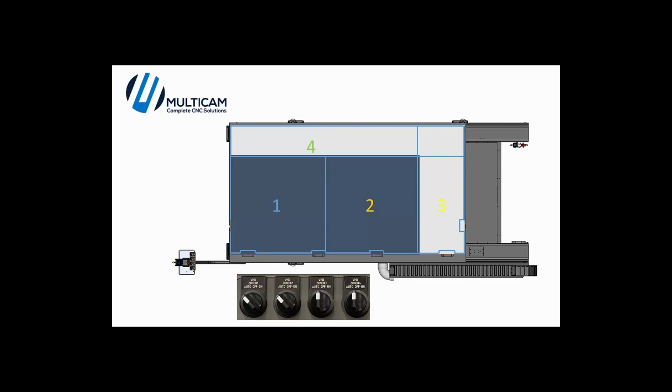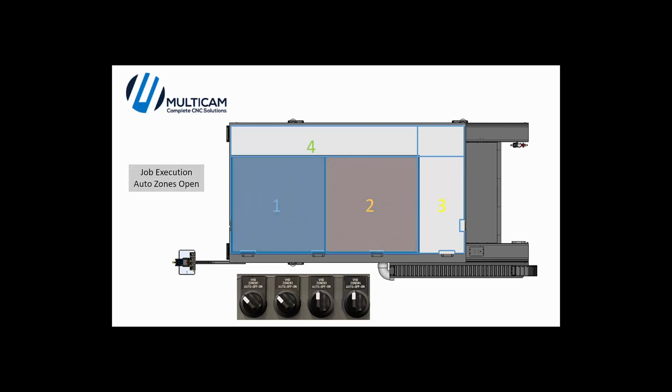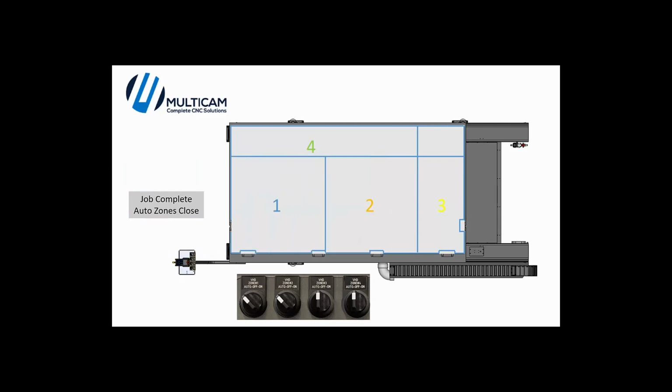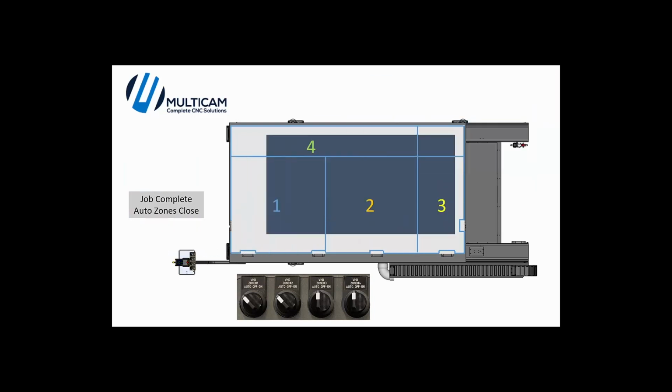At this point, the vacuum pump is running, but no vacuum is being applied to the material. Once the job is started, zones 1 and 2 open immediately, concentrating your vacuum only in the 4x8 sheet area, providing maximum hold down while your parts are being cut out. The moment the job is complete, vacuum zones automatically close, allowing parts and remnants to be removed, the spoilboard cleaned, and new material loaded.